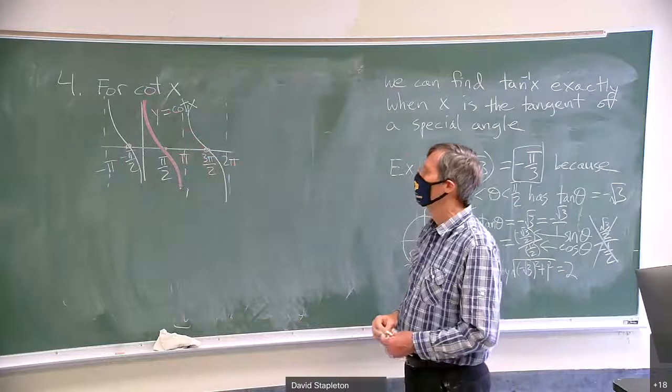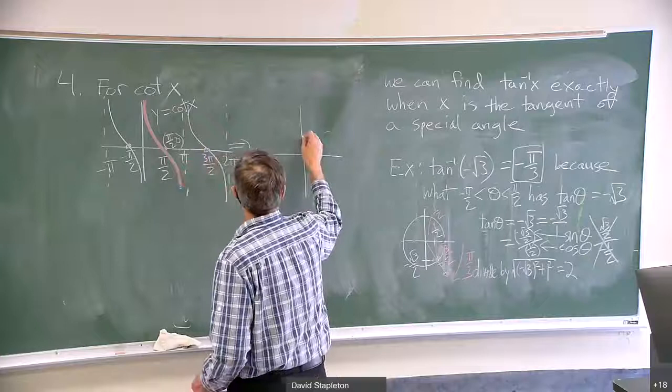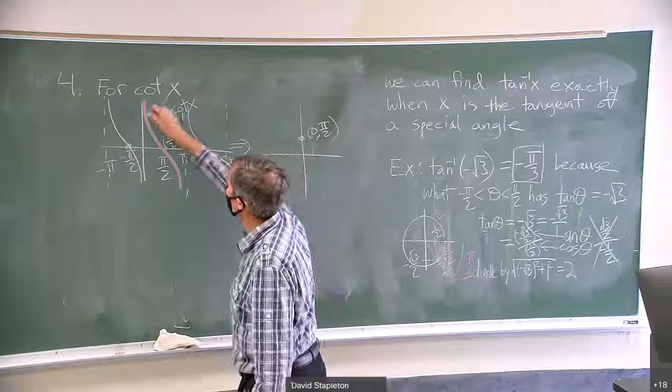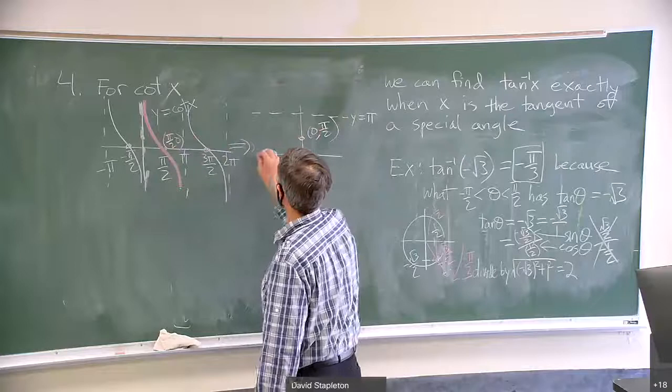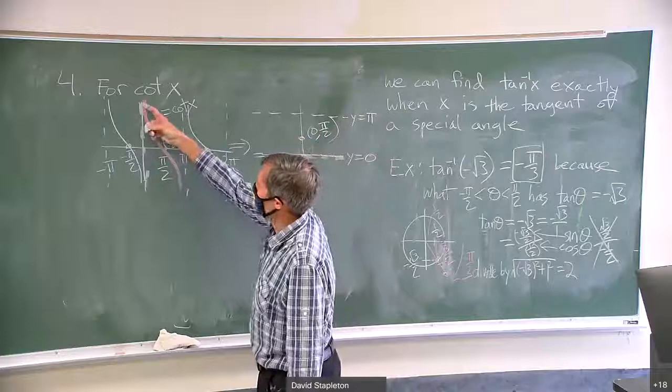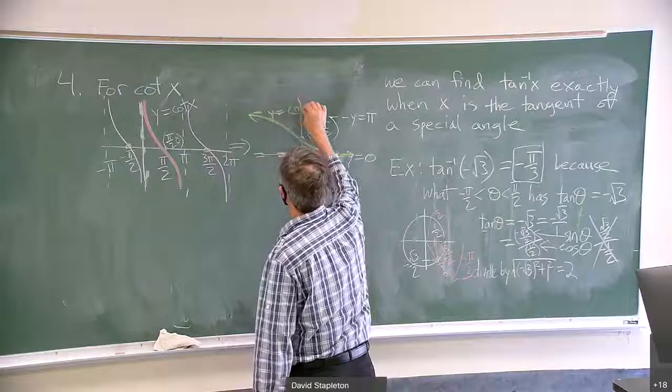You do the same thing as before. You flip it over the line y equals x. This point, pi over 2, 0, becomes the point 0, pi over 2. This asymptote, x equals pi, becomes an asymptote y equals pi. And the asymptote x equals 0 becomes an asymptote y equals 0. This goes down towards the positive y-axis. This one will go down towards the positive x-axis. It looks like this. There's the inverse cotangent of x, what it looks like.